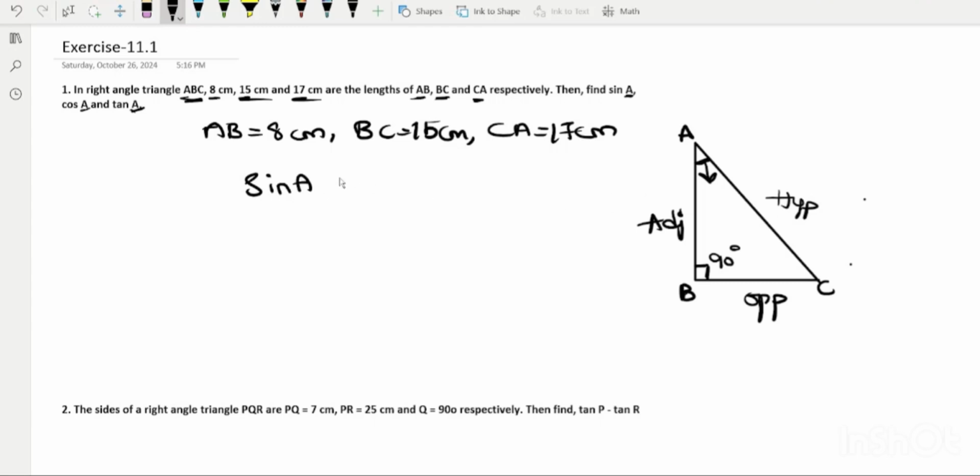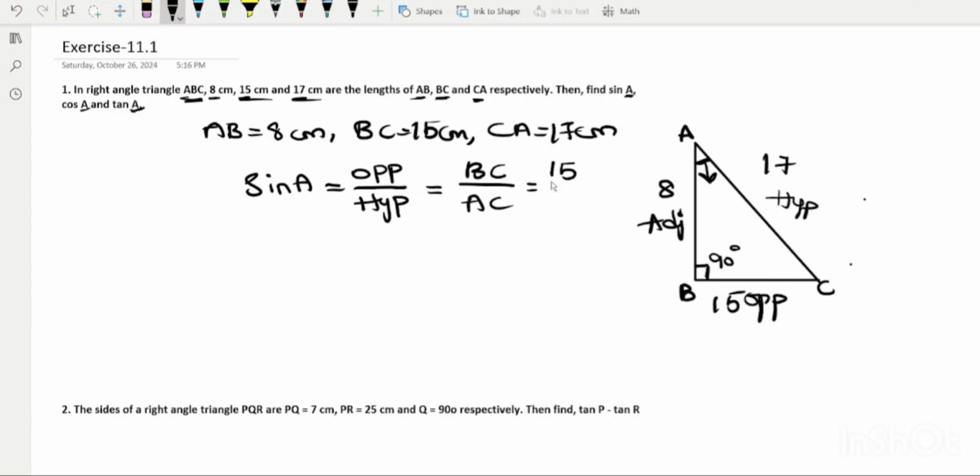So we know the formula, sine A equals opposite side divided by hypotenuse. The length of AB is 8, the length of BC is 15 and the length of CA or AC is 17. Here the opposite side is BC, so BC divided by hypotenuse, which is AC. We know the value of BC is 15 divided by the value of CA or AC, which is 17.